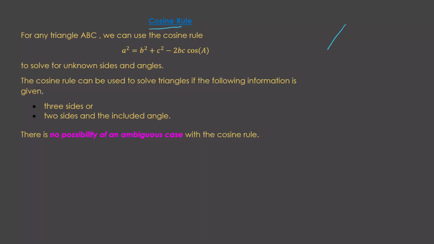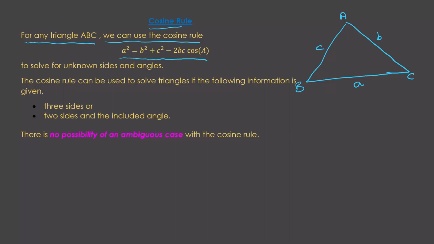The cosine rule, which of course relates to that same triangle with angles A, B and C and opposite sides being the lowercase letters. For any triangle ABC, we can use the cosine rule. A squared equals B squared plus C squared minus 2BC cos A. If you just try the cosine of 90 degrees, you'll find that it is equal to 0. So in the case of a right-angled triangle where A is right-angled, the cosine rule reduces to Pythagoras' theorem.